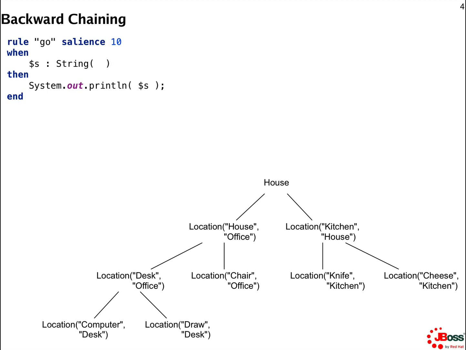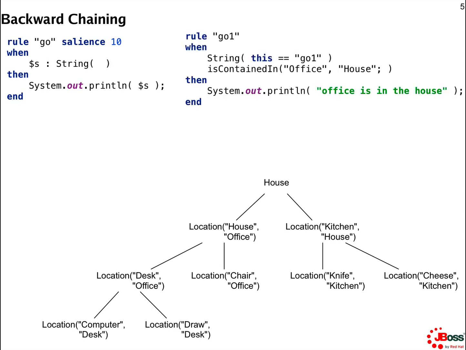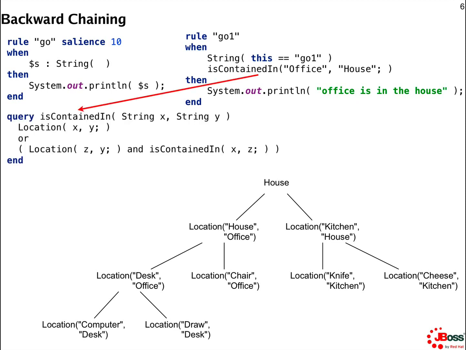Our first rule is a simple one. It simply prints out every string that's inserted into the system. This is so that we can see how things are executing and get an idea of the flow. Our first rule, using the isContainedIn query, is the GoOne rule. This rule will fire when the first string GoOne is inserted into the engine. All it is doing is asking, is the office in the house? Here's a reminder of the query, and note the red line showing that the query is invoked by the rule when the GoOne string is inserted.